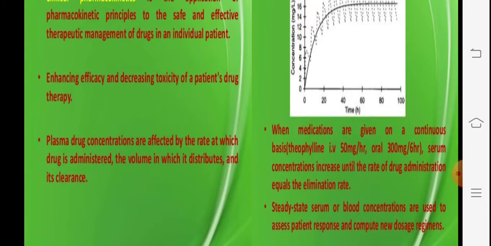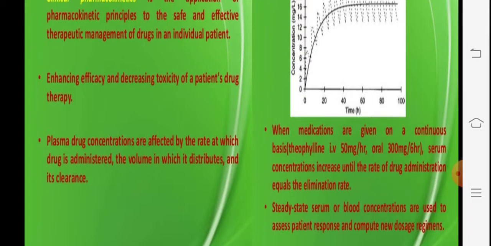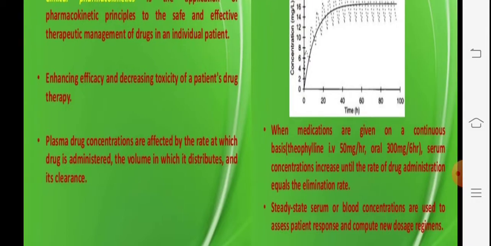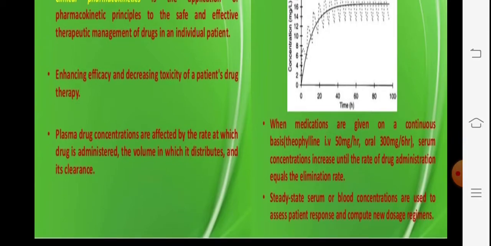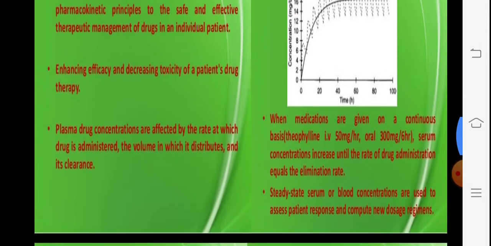Then plasma drug concentration is affected by the rate. Plasma means the blood, right? Nowadays you are hearing, in the corona condition, plasma donors are there, so antibodies develop, and their blood is given in small amounts to the patient, and therefore it is going to multiply.